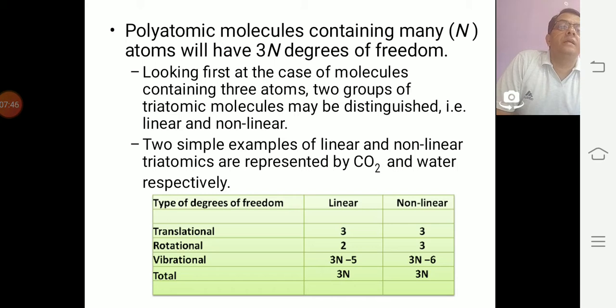The translational degrees of freedom, in both the linear and non-linear cases, are 3. The rotational degrees of freedom are 2 in the linear case and 3 in the non-linear case. The vibrational degrees of freedom are 3N minus 5 in the linear case, but 3N minus 6 in the non-linear case. And the total degrees of freedom, linear as well as non-linear, is 3N.